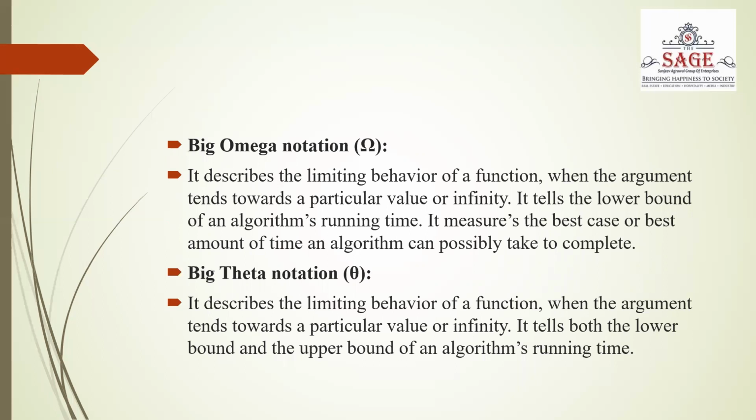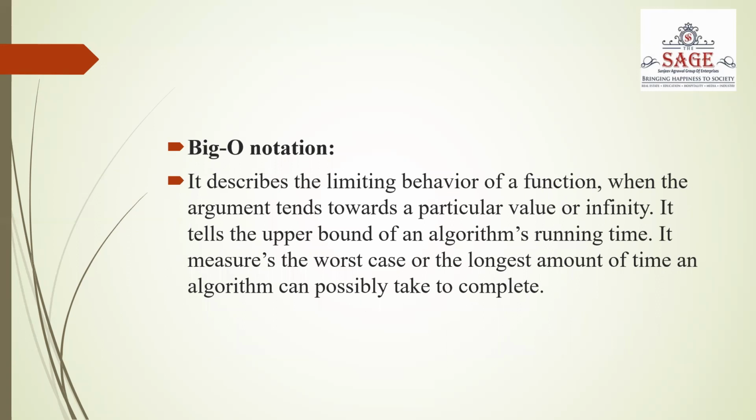The next is big theta notation. It also describes the limiting behavior of a function when the argument tends towards a particular value or infinity. It tells both the lower bound and the upper bound of an algorithm's running time. The next one is big O notation. It tells the upper bound of an algorithm's running time. It measures the worst case, the longest amount of time an algorithm could possibly take to complete.